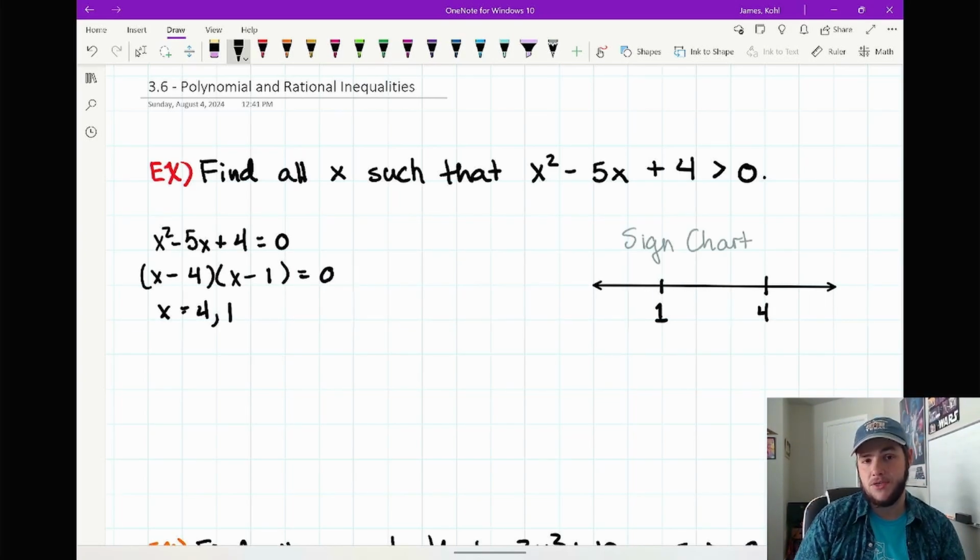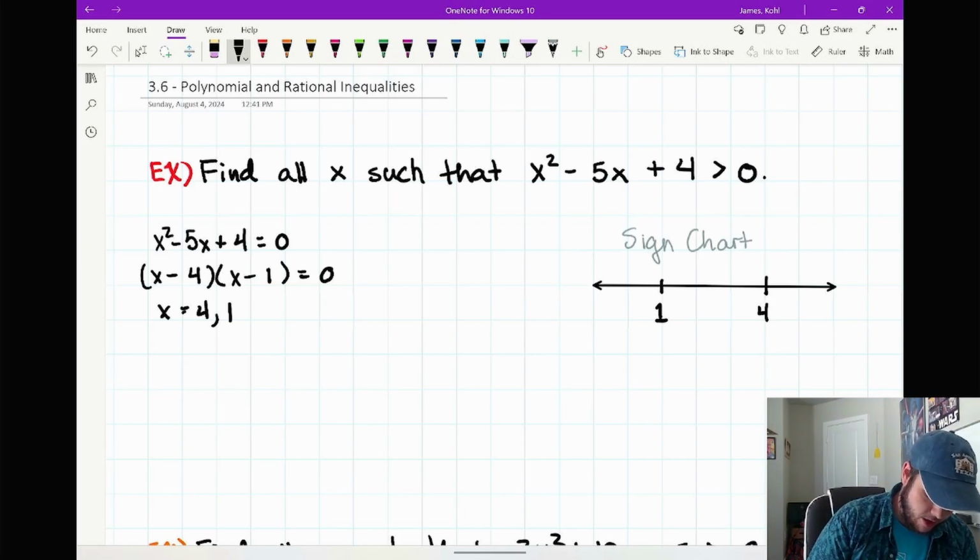The next thing to do here is to check a point in each of these regions, right? Because since these are the only places where it'll change sign, all of the points in between 1 and 4, to the left of 1 and to the right of 4, will have the same sign as one another. So let's try 0, for example. We'll pick 0, 2, and 5 as our test points. When it's 0, I get 0.